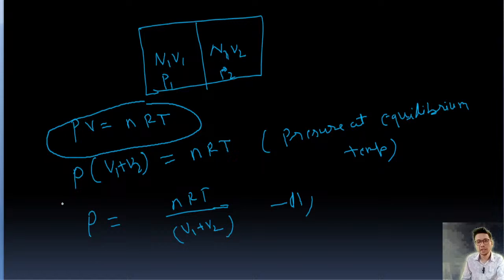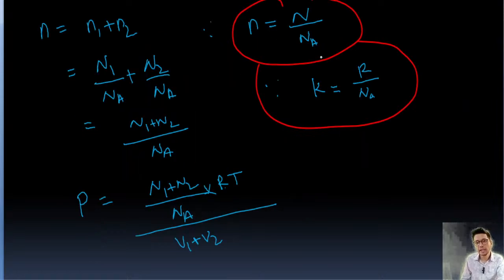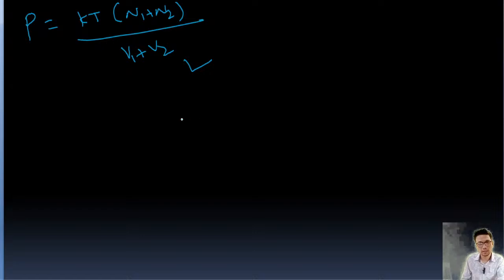We also know this formula, guys: n equal to N upon Na, the number of particles upon the Avogadro number, and the value of the Boltzmann constant is R upon Na. So we put this value in and we've got the required answer.